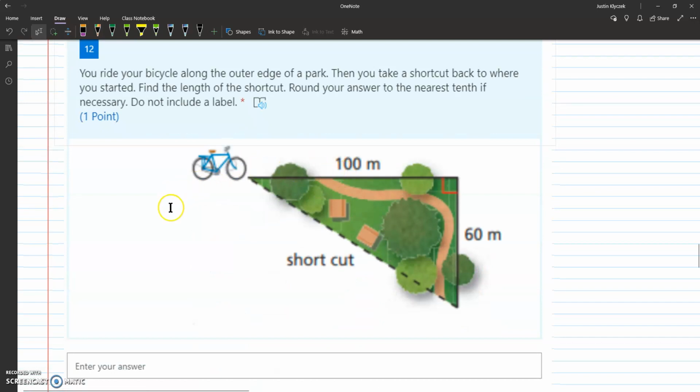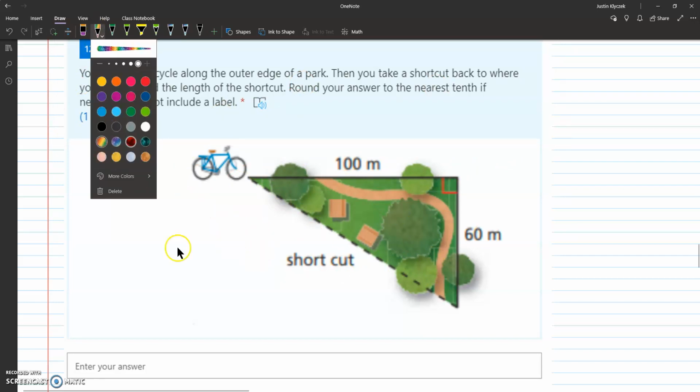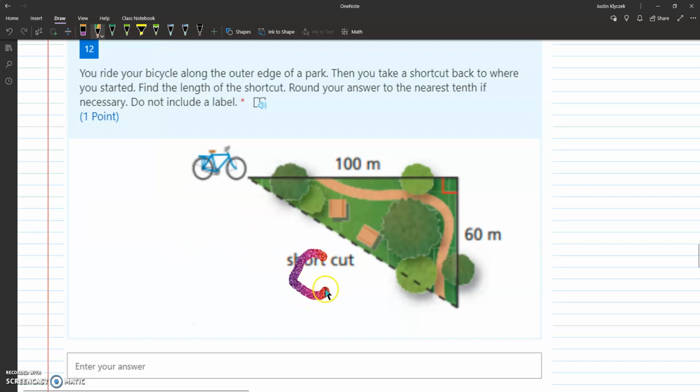Number 8. You ride your bike along the outer edge of a park. Then you take a shortcut back where you started. Find the length of the shortcut, round your answer to the nearest tenth. Remember the MMM number 7, I think? We had the 3 zombies, Zed, Eliza, and Addison. She's not a zombie, from the Zombies movie. And we had to figure out who was furthest away. Well, we had to use this method right here. We're looking for the hypotenuse of a right triangle. This is the hypotenuse. I know that because it's across from the right angle, which means one of these is A and one of these is B.